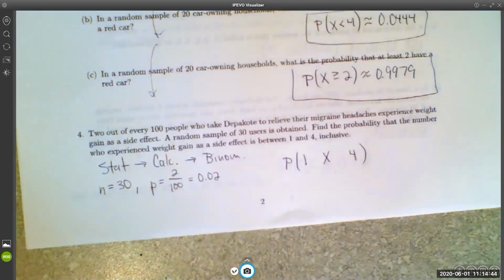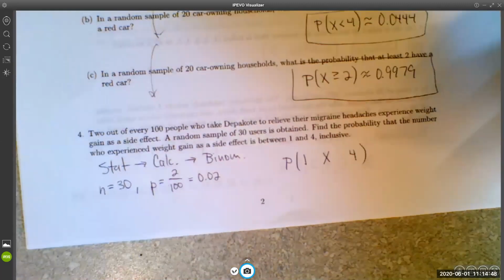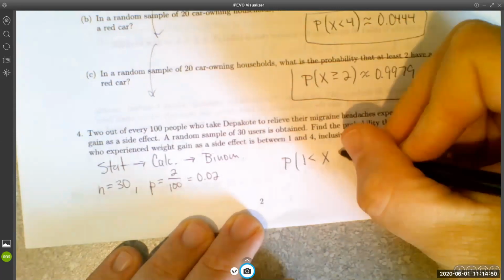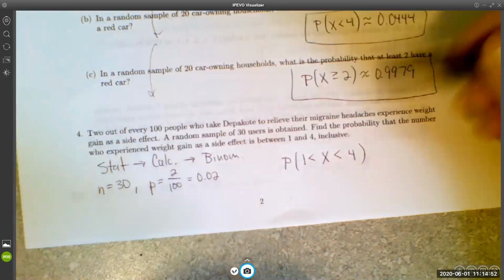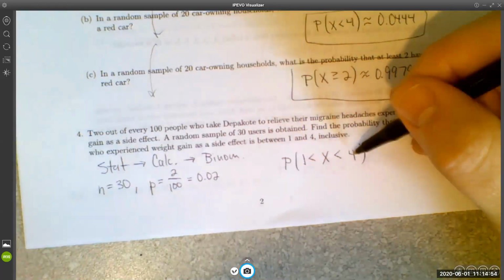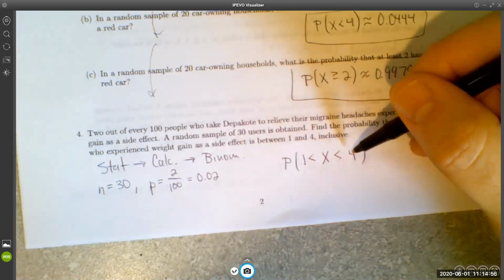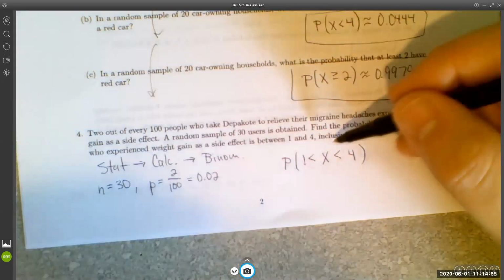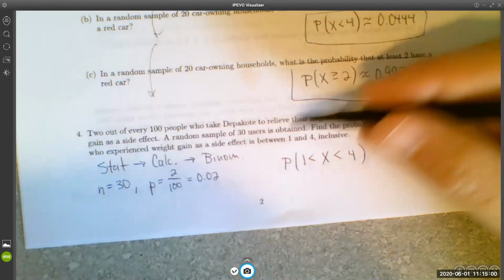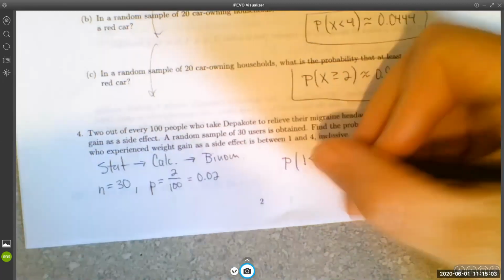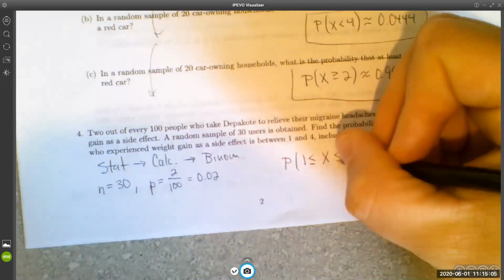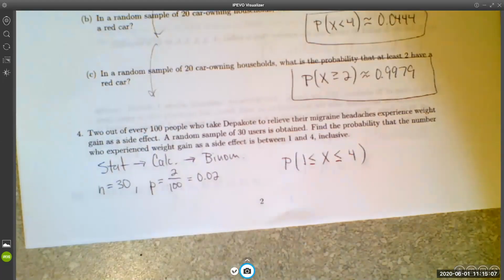So in other words, if it said between 1 and 4 exclusive, then you would just write this. You would look for the probability that x is strictly greater than 1, but strictly less than 4. That's if it said exclusive. When it says between 1 and 4 inclusive, that means that x is also allowed to be either 1 or 4. So that's what that would look like.